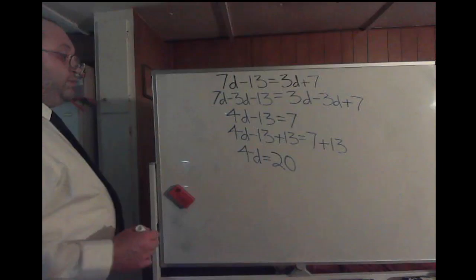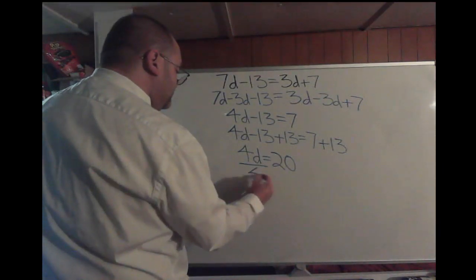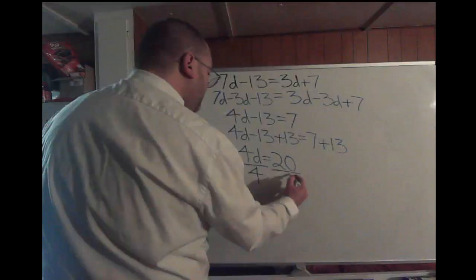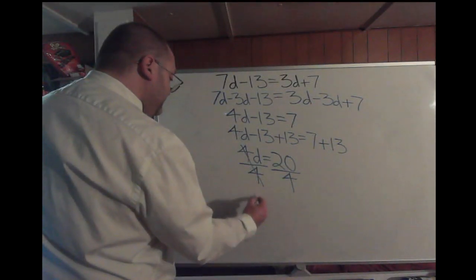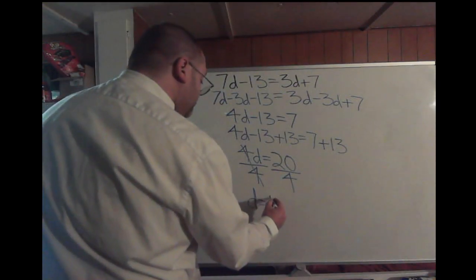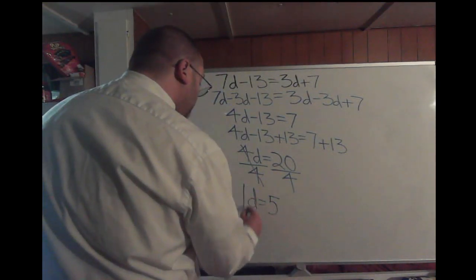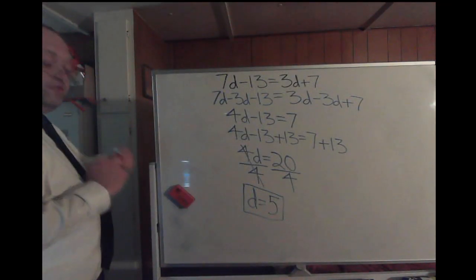Well, we want to get just plain old d. In order to do that, we got to divide both sides by 4. So on the left side, the 4's cancel out. You're just left with d is equal to 20 divided by 4, which is 5. So the solution to this is d equals 5.